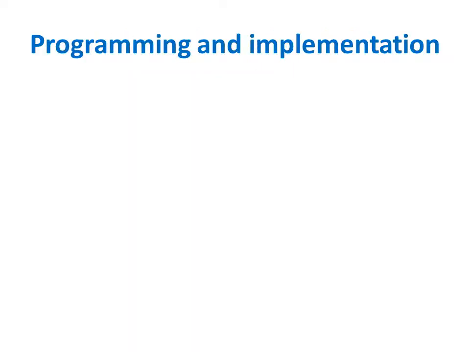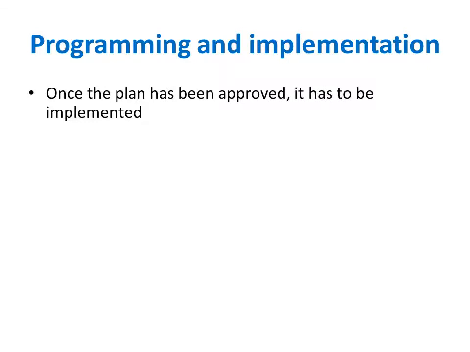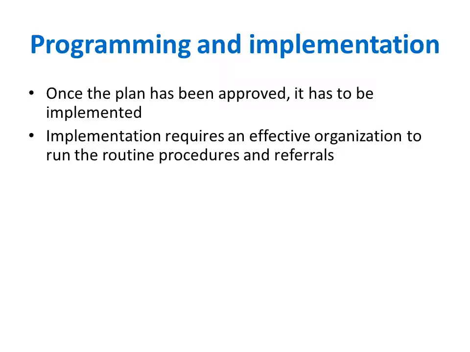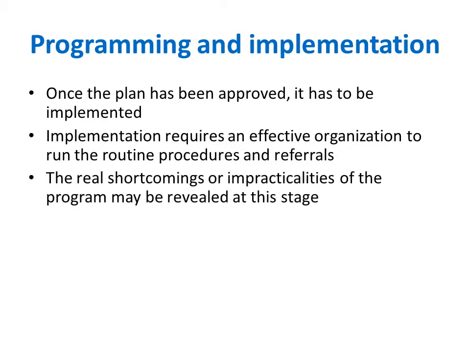The sixth step is programming and implementation. Once the plan has been approved and put on paper, it becomes a program and it has to be implemented or brought into action. Bringing the program into action requires an organization to run it. The organization runs it, and the real shortcomings or impracticalities which were not thought of until the write-up will be revealed at this stage.